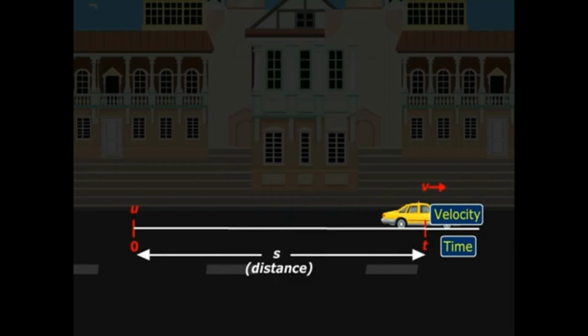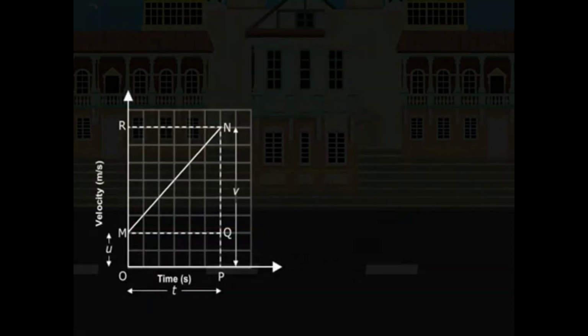Now, let me give you an equation. v squared minus u squared is equal to 2as. I'll help you derive this, but using the velocity-time graph. So first, let's draw the velocity-time graph. There it is. Look at it carefully.